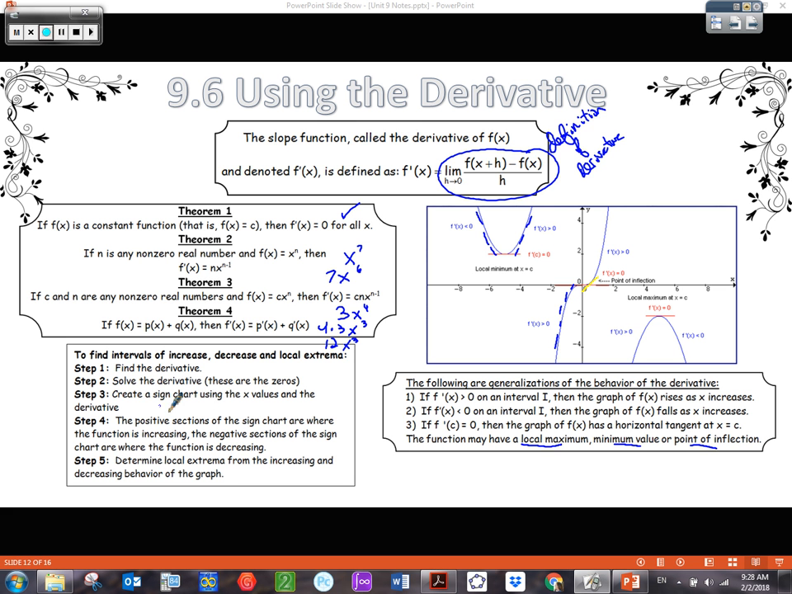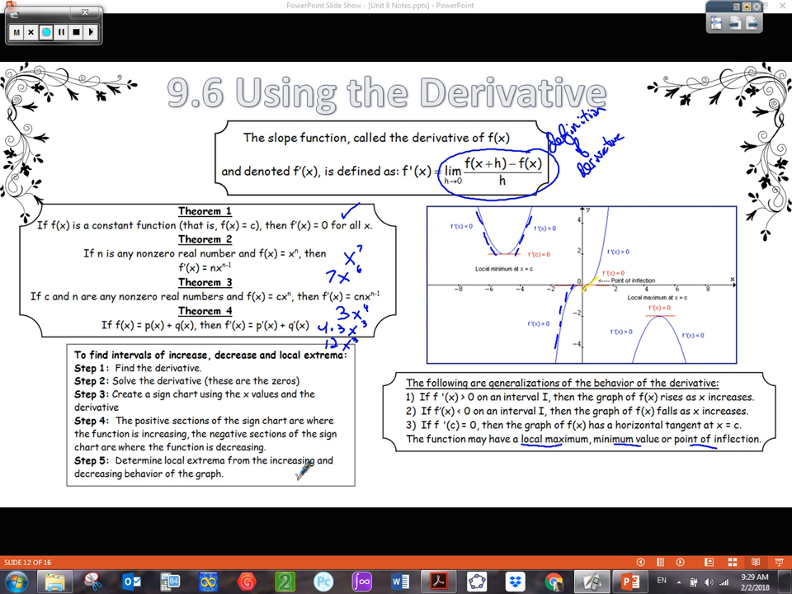The third thing that we would do would be to create a sign chart. We have done sign charts before, right? We've done them fairly recently. We know how to do sign charts. So that's what we would do. And then the positive sections of the sign chart are where the function is increasing. The negative sections are where the function is decreasing. And then we would determine local extrema from there.